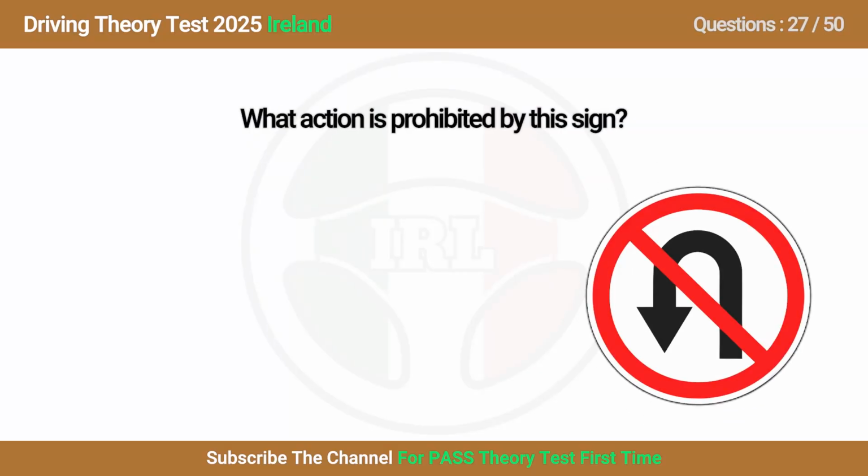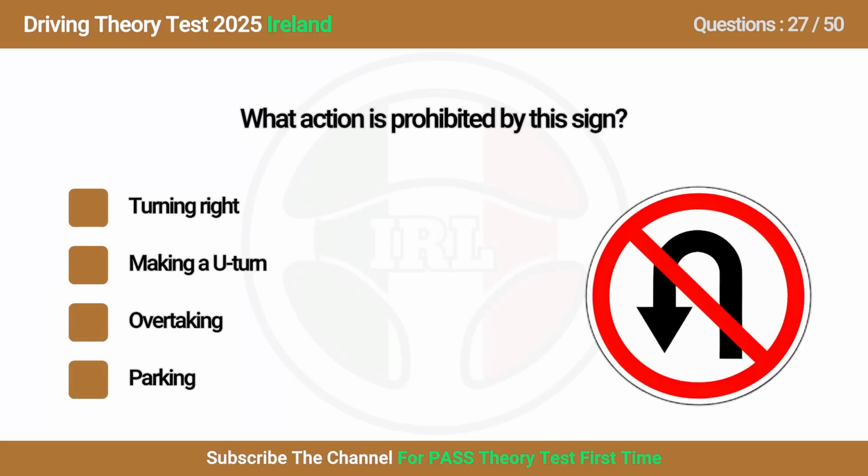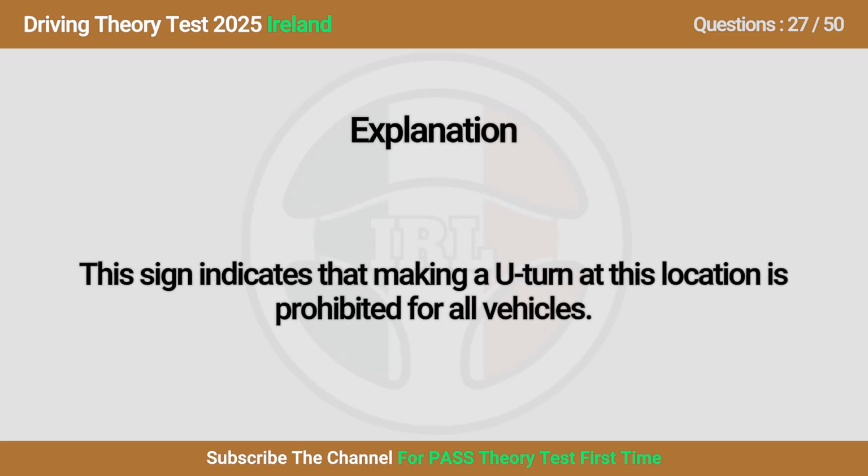Question 27. What action is prohibited by this sign? A. Turning right. B. Making a U-turn. C. Overtaking. D. Parking. Answer is B. Making a U-turn. This sign indicates that making a U-turn at this location is prohibited for all vehicles.